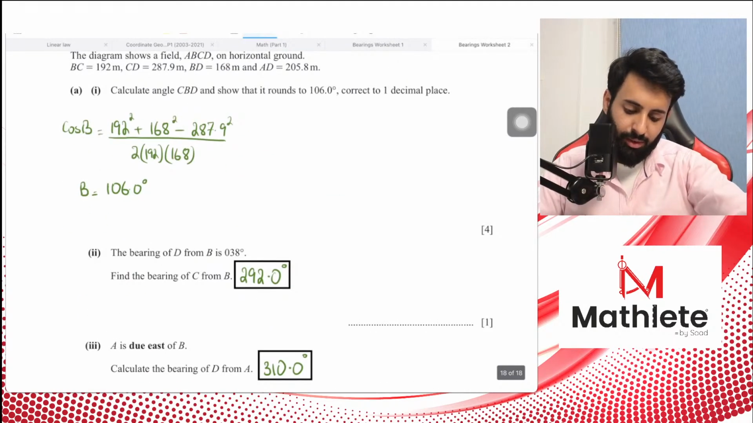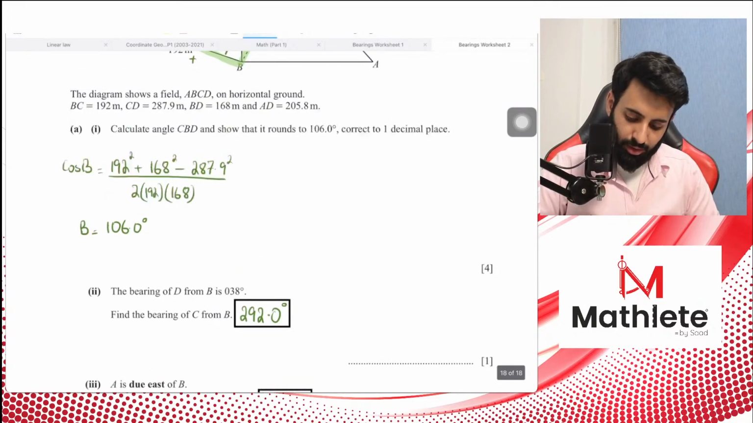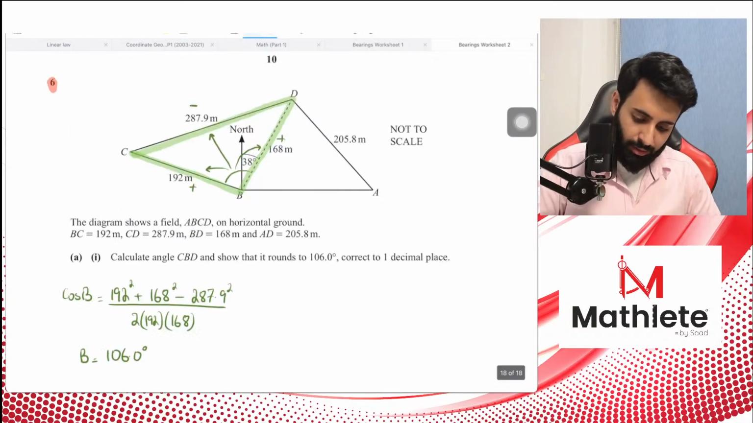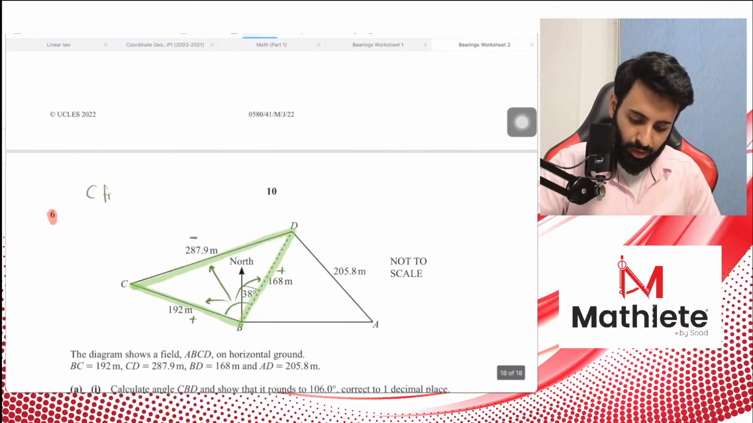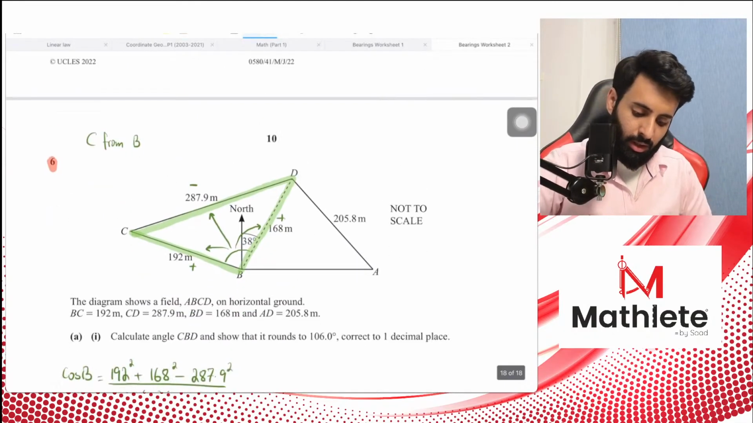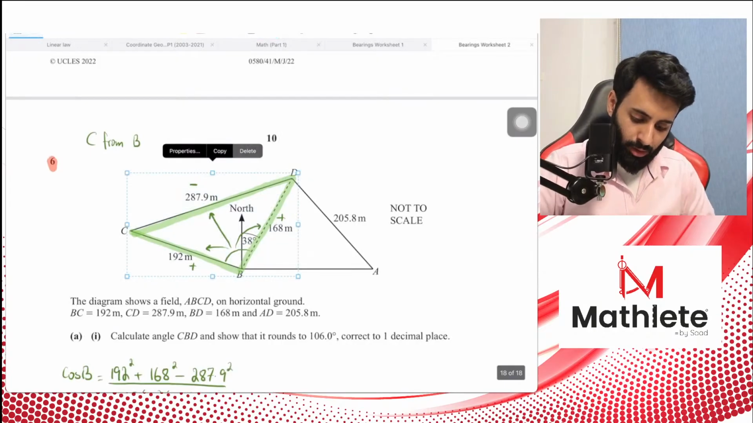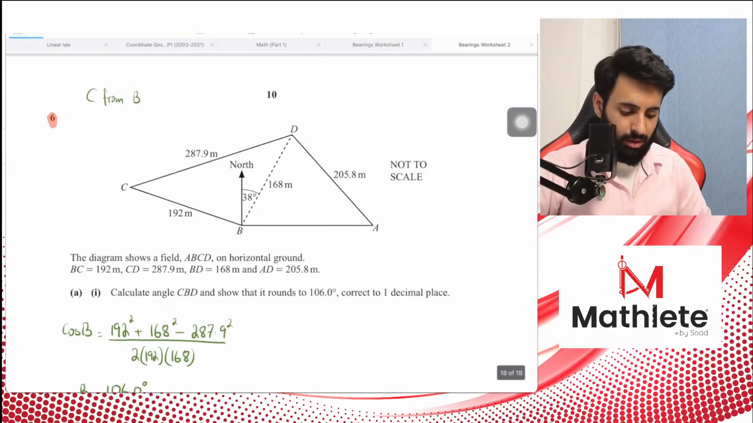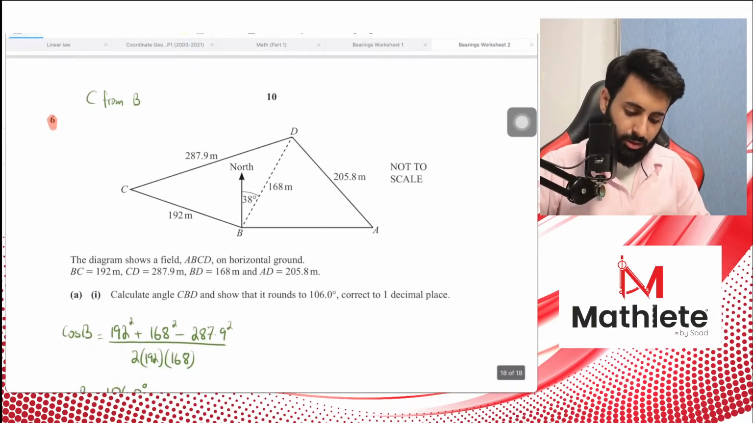Then it says the bearing of D from B is 038. Find the bearing of C from B. So remember what we have to do. We have to find the bearing of C from B. I'll write it down over here so that we don't lose track of what we want. It's the bearing of C from B. And also, the question has given you the bearing of D from B, which is 38 degrees, and it's marked it over here also.